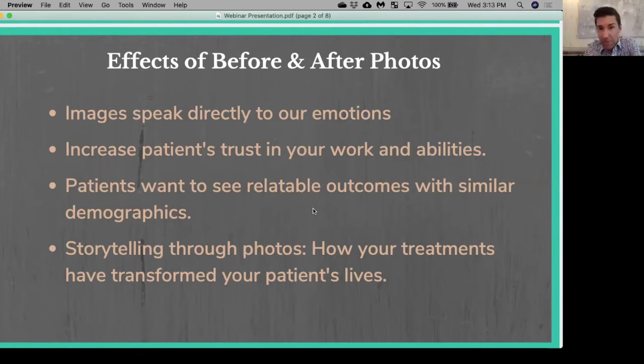You know, obviously the relatable outcomes, the next bullet point here with similar demographics, we touched on that. I think that goes without saying. And then lastly, storytelling through photos, how your treatments have transformed your patients' lives.